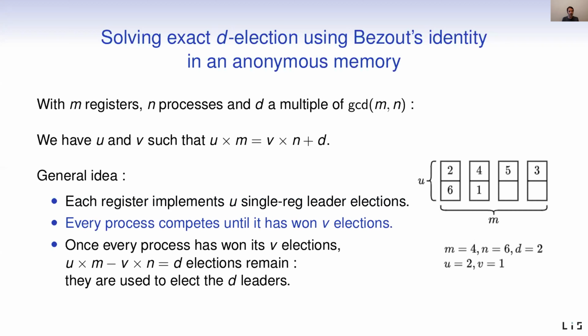Once every process has won its v elections, there remain d elections, because u times m minus v times n equals d. Now remember that we are in an anonymous memory setting, so this may be the view of one process. Another process may index the registers differently, but the remaining elections will be the same at every process. And these elections will be used to elect the D leaders.